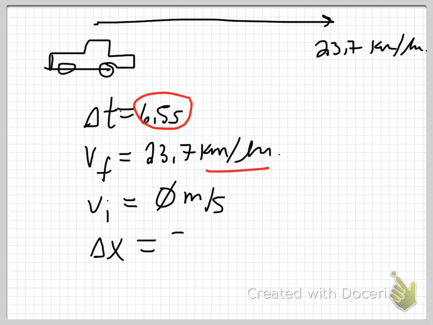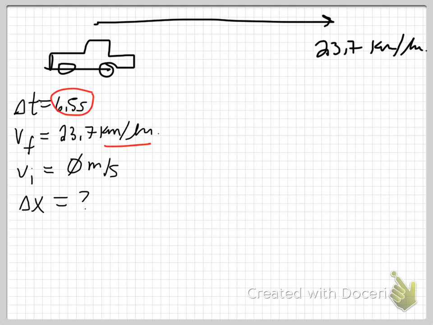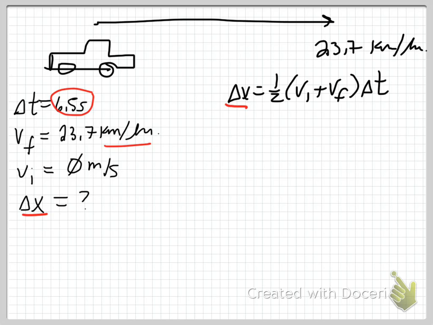We are looking for delta x. Now, this is nice because, of course, we only have one equation, and the only equation we have is delta x equals 1/2 (VI plus VF) delta t. Well, it couldn't be much easier because the very thing we're looking for is the very thing that the equation is already arranged to solve for. We don't have to rearrange anything, which is nice.